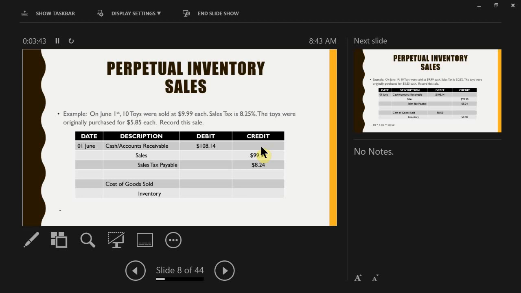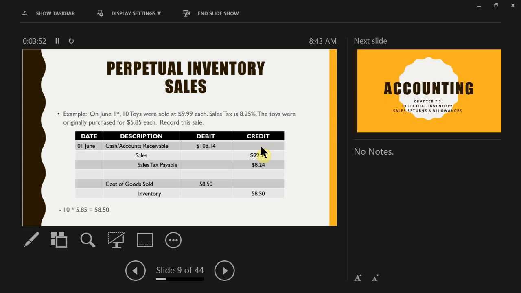It's 58.50. That's how much you pay for 10 toys, if each one was 5.85. So at wholesale you buy them at 58.50, for 10 toys.